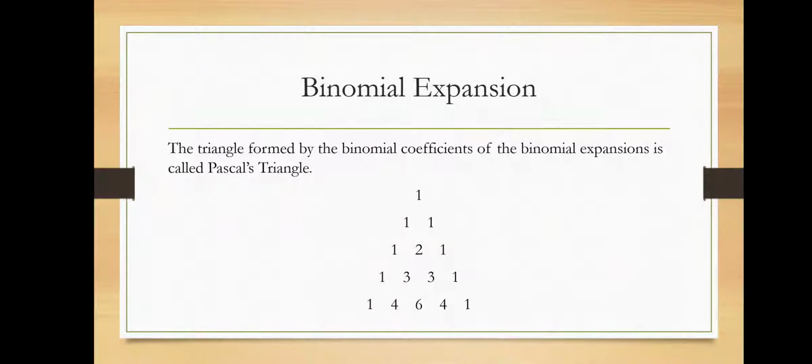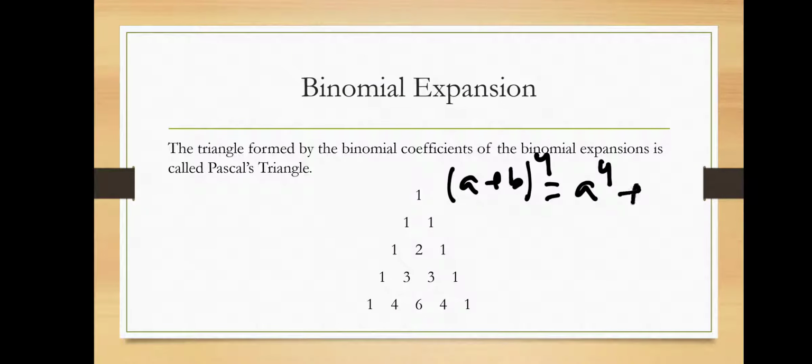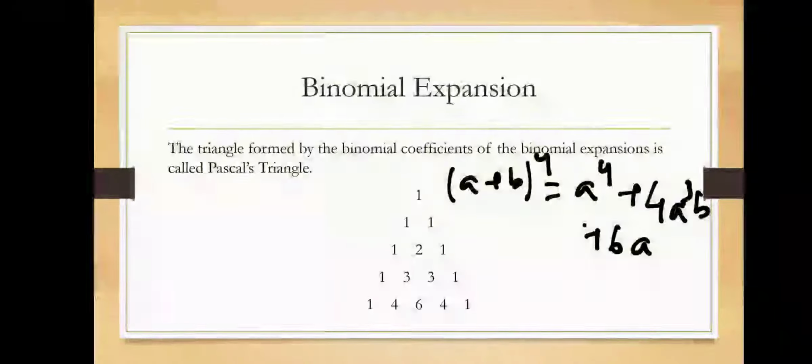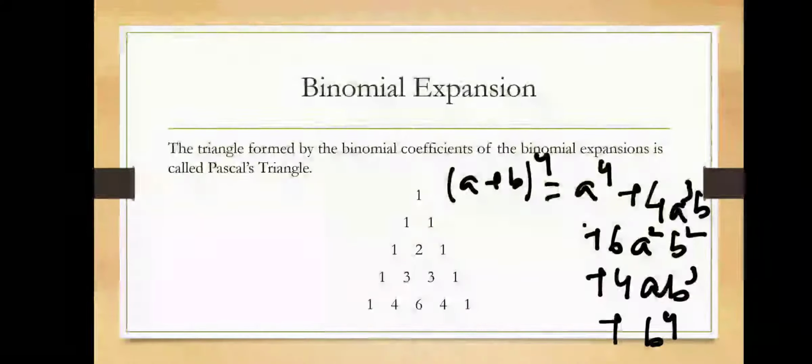If I just want to write it, how can I write it? I can write a plus b whole to the power 4 equals a to the power 4 plus 4 a cube b plus 6 a square b square plus 4 a b cube plus b to the power 4. So this is how the expansion of a plus b whole to the power 4 will look.